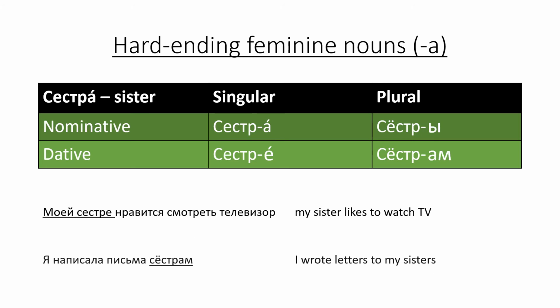Let's look at some examples. Моей сестре нравится смотреть телевизор. My sister likes to watch TV. Я написала письма сестрам. I wrote letters to my sisters. So in the first sentence, сестра is in the dative case because of the verb нравится, which we'll cover later on in this lesson. And in the second sentence, сёстры is in the dative because it's the indirect object of the sentence.